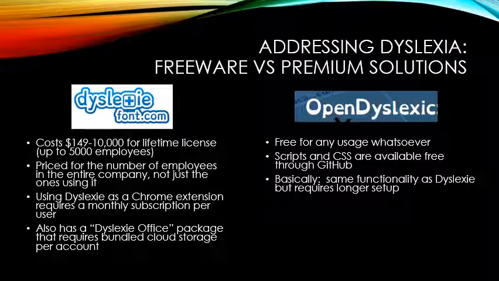Open Dyslexic, on the other hand, is free for any usage whatsoever. You can just go and download it. Scripts and CSS are available free through GitHub, so you can just implement those into your website design. You would have your webmaster, if you have one, do that, or your IT people. Basically, you have the ability to have the same functionality as Dyslexie, but it requires a longer setup time and more maintenance.